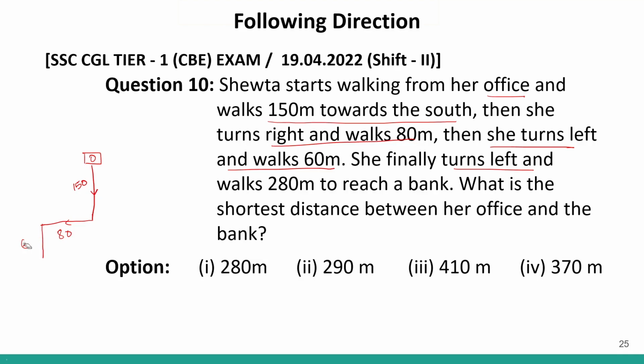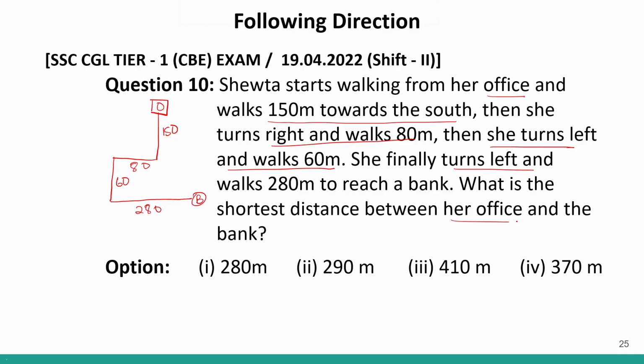So let me just draw it a little over here. So this is the office. 150 meters south. Then right 80. Then left 60. And then she takes a left again. So this side. And she walks 280 to reach the bank. Here we have a bank. We have to find the shortest distance between her office and the bank. So this we have to find out, this shortest distance.